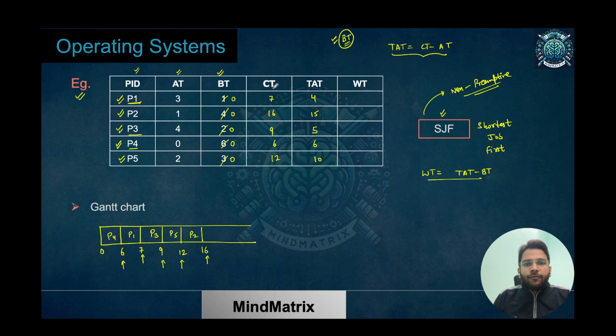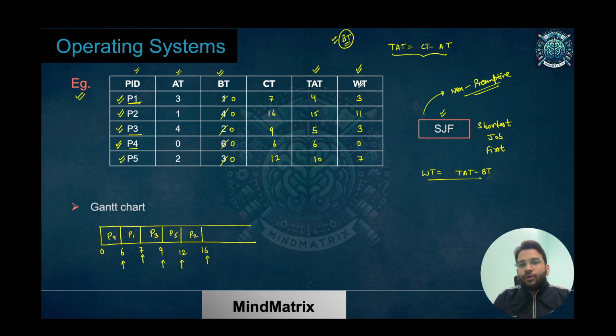Clear? So 4 minus 1, that is 3. 15 minus 4, that is 11. 5 minus 2, that is 3. 6 minus 6, that is 0. 10 minus 3, that is 7. So we can find the average turnaround time, we can find the average waiting time.